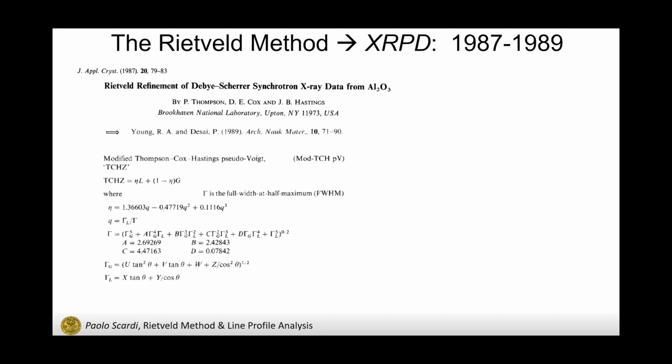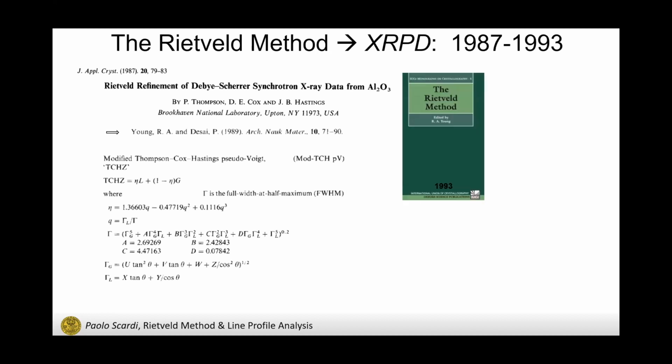of the Gaussian and Lorentzian components of the full width at half maximum, FWHM, one way of representing the peak width. And here you can see expressions for the Gaussian and the Lorentzian and the total full width at half maximum. All the details of these so-called modified Thompson-Cox-Hastings or TCHZ pseudo-Voigt are shown in the 1993 book of Ray Young.